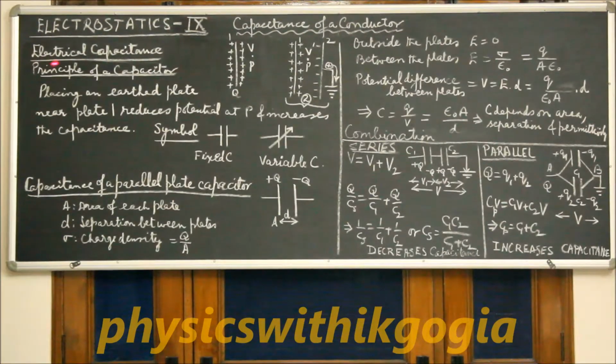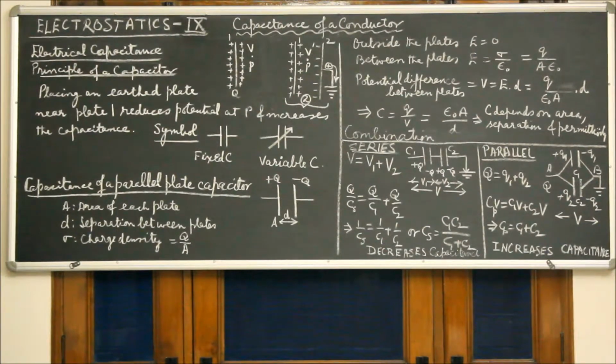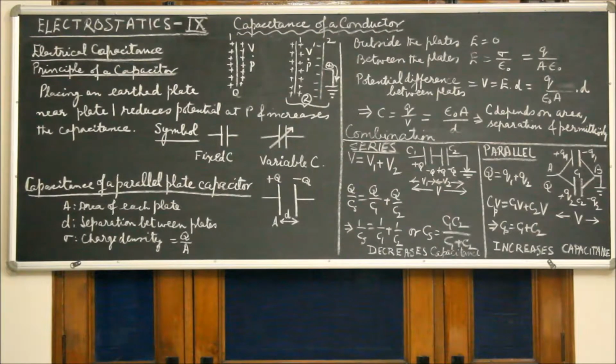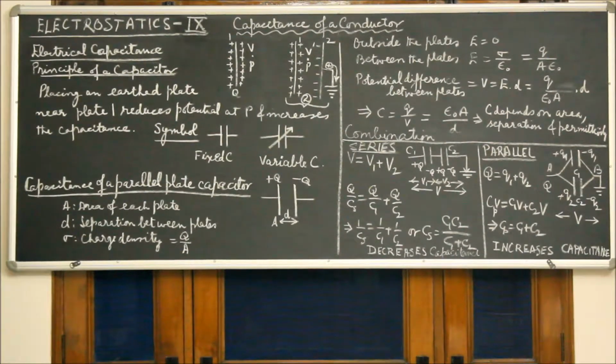Continuing with the concept of electrical capacitance, let us now see the principle of a capacitor. A capacitor is basically a combination of conductors used to store electric charge and electric energy. As stated earlier, the capacitance is influenced by the presence of another conductor close to a conductor.